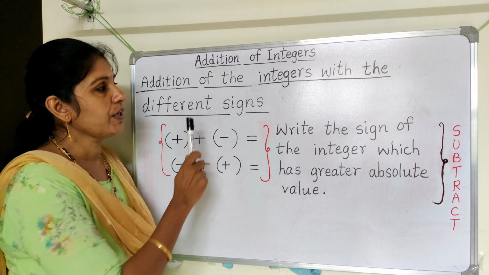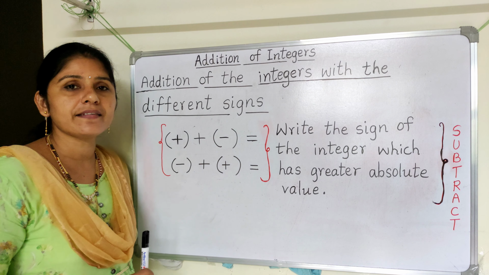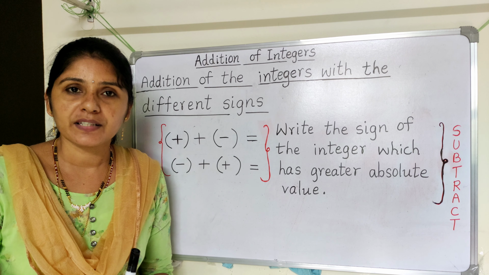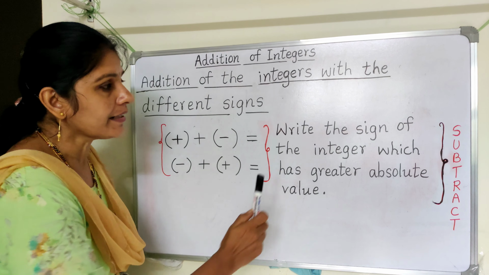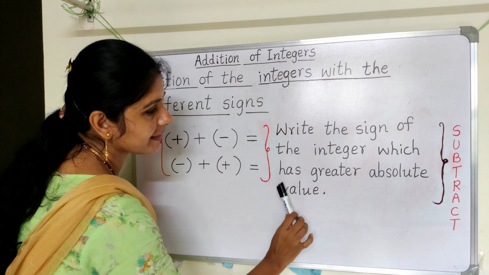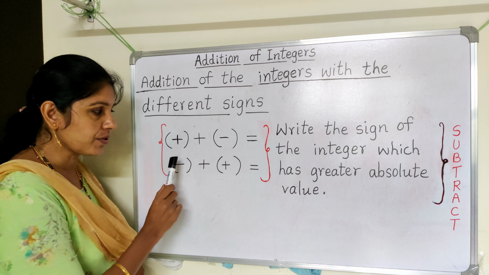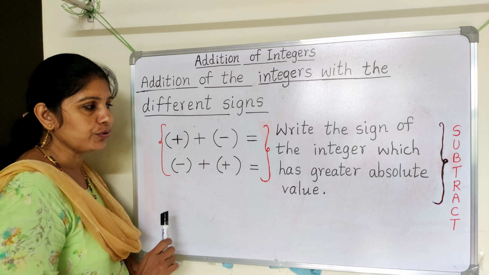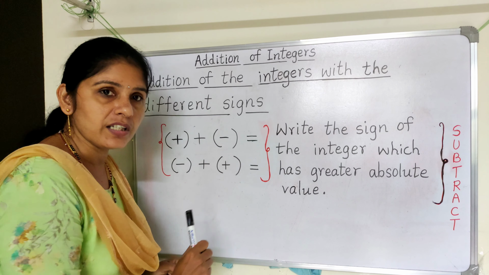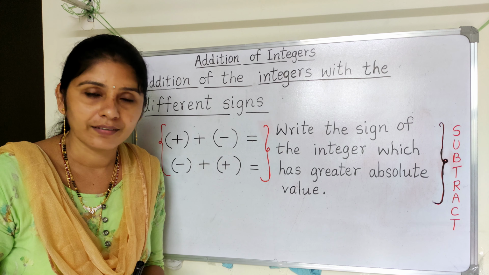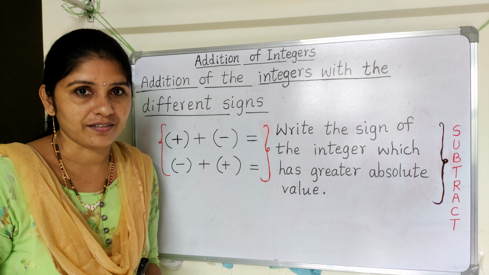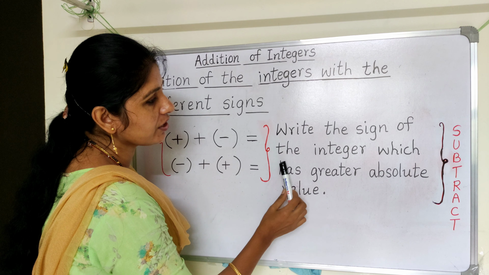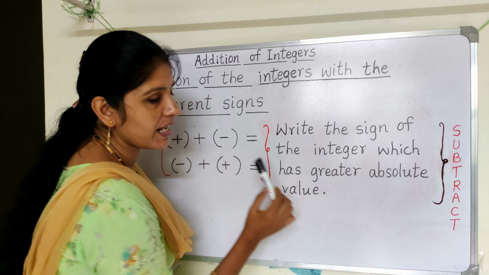Students, when you add the integers with different signs, remember that you cannot add them. You can subtract. After the subtraction, in the answer, write the sign of the integer which has the greater absolute value. Observe here, positive plus negative, negative plus positive. In both situations, we cannot add the numbers. We can subtract. In both cases, the answer gets the sign of the integer which has the greater absolute value.